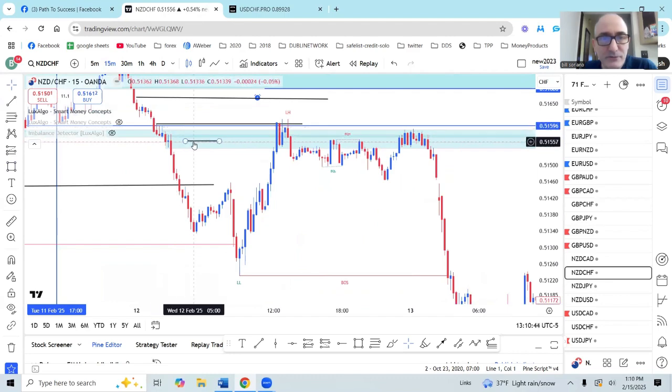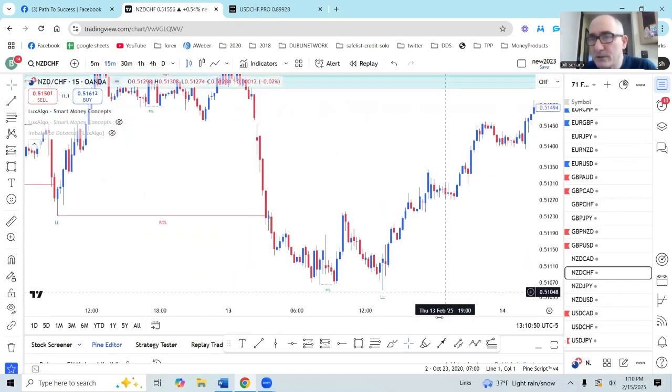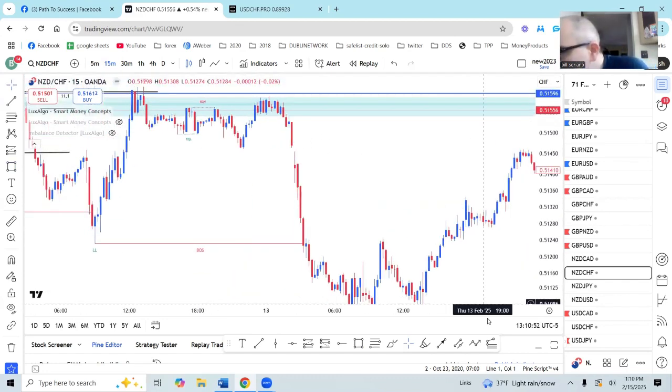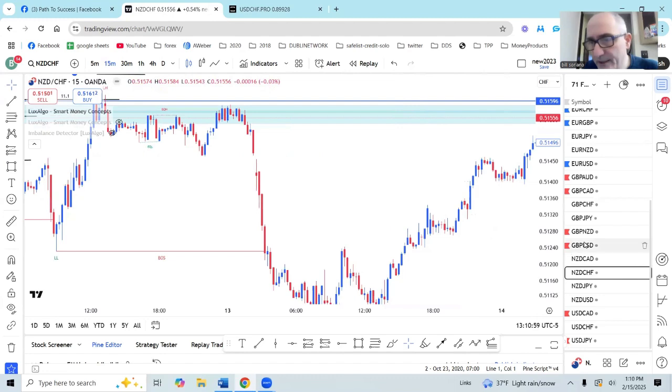If you measure this zone from here to here, and then you look at the move it makes, that's at least 3 times the risk, right? So that's NZD CHF. Okay, now I wanted to show you a couple pairs this week. I don't know if it was this week or last week when it actually happened.